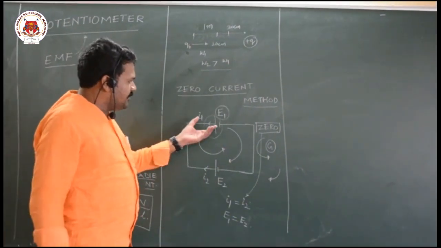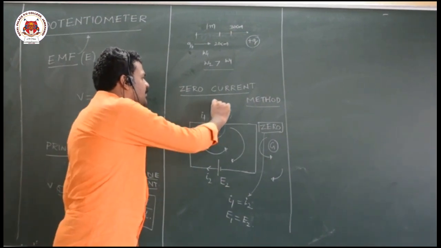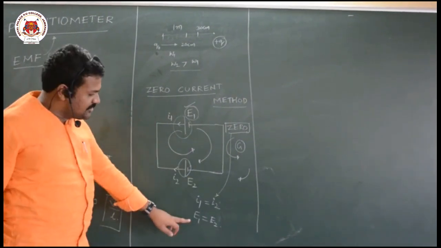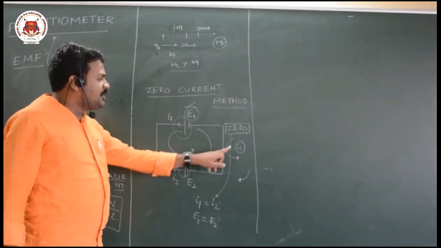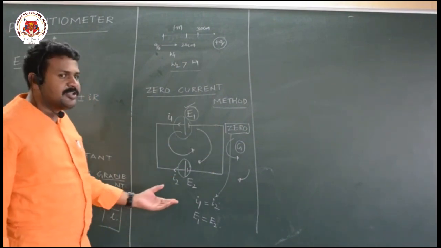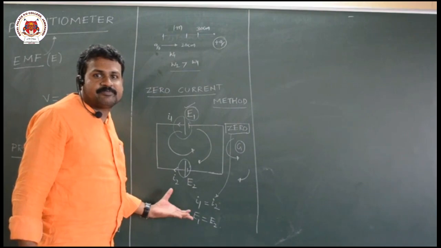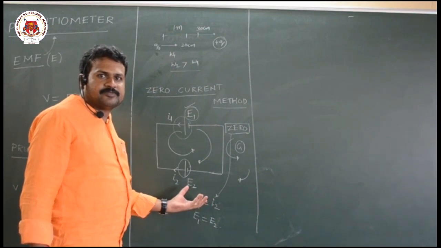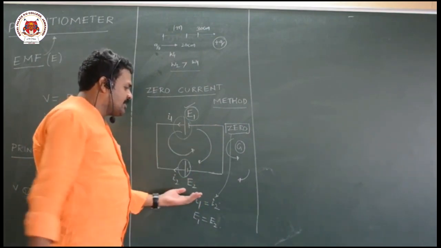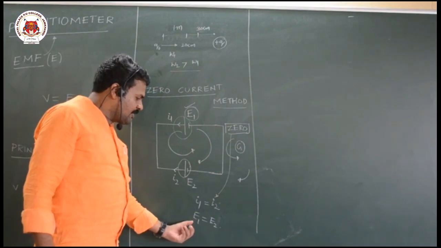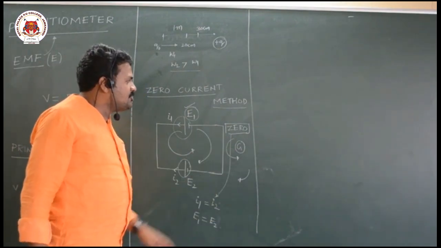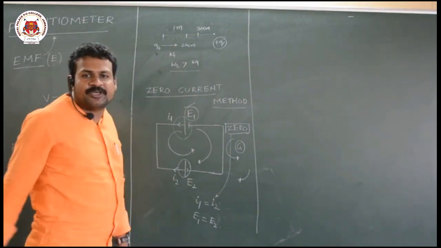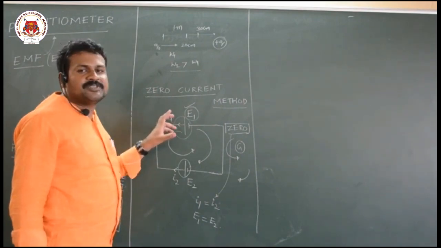So that means when the EMF of the first cell is equal to the EMF of the second cell, the galvanometer shows zero deflection. This is the principle we follow to measure the EMF of a cell. So your net current will be zero, because one part is clockwise current, the other part is anti-clockwise current, and E1 is equal to E2. In that case you will get zero deflection. This is called the zero current method. The zero current method is used in the potentiometer in order to measure the EMF of a cell.